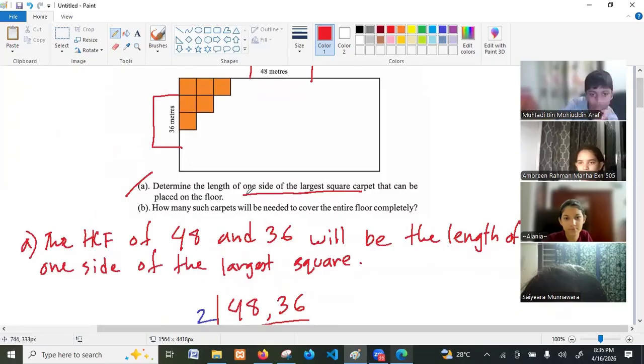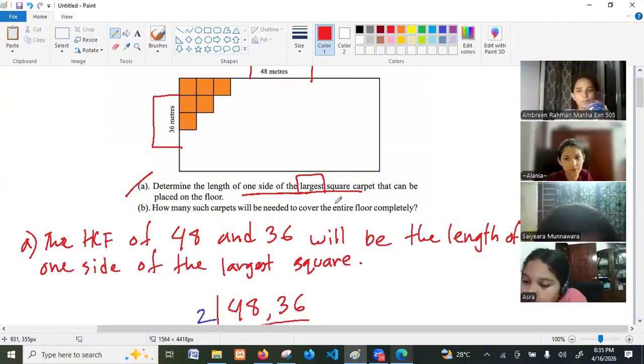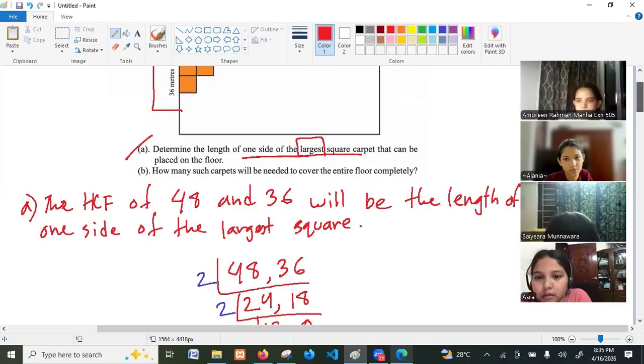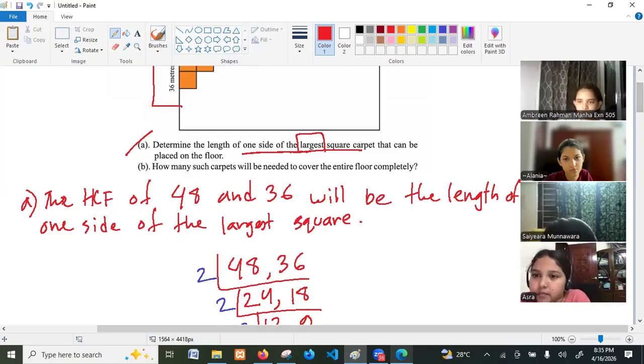So why have we done the HCF? Because it was written, determine the length of one side of the largest square, right? That's why we did the HCF. That's why we wrote the HCF of 48 and 36 will be the length of the side. If it should have been given largest or the smallest, otherwise, we cannot do the math.